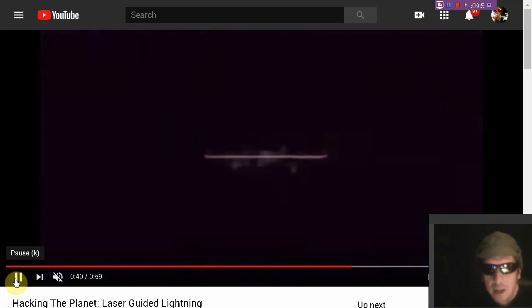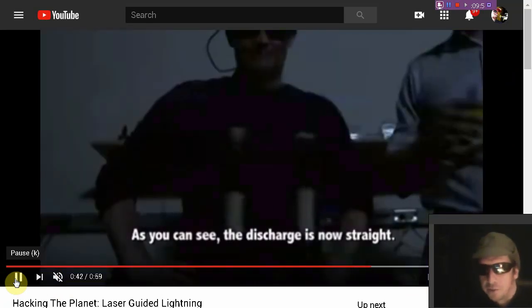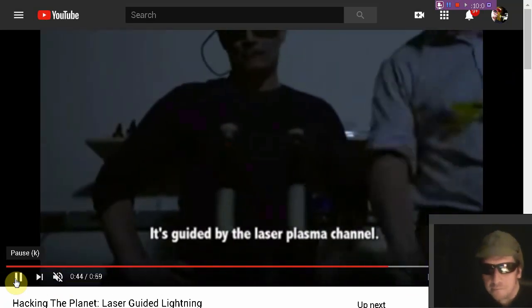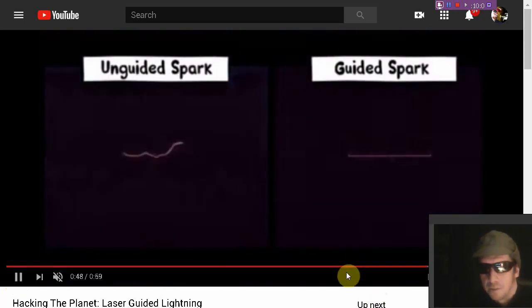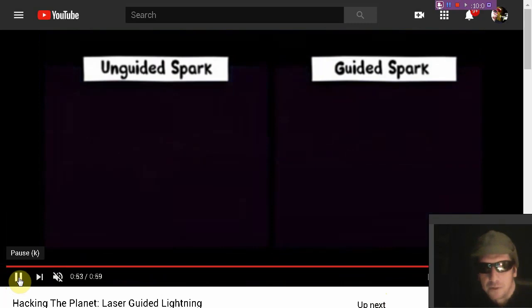Now you're going to see a perfectly straight plasma discharge there. And this is because the laser being turned on. As you can see there, the unguided spark versus the guided spark.